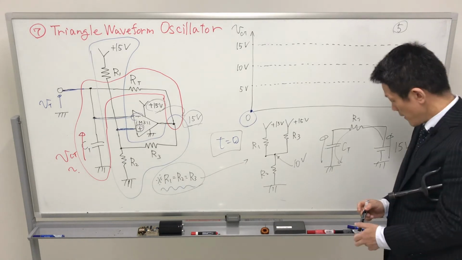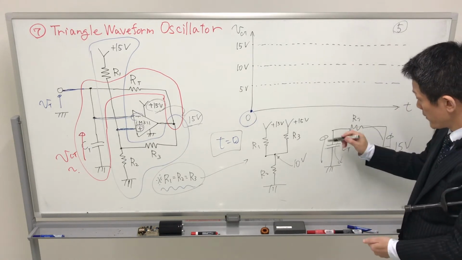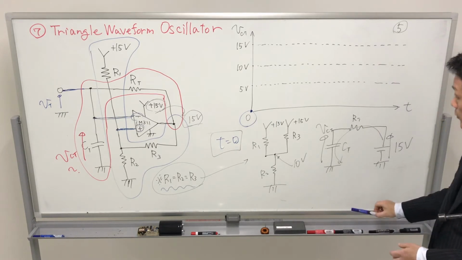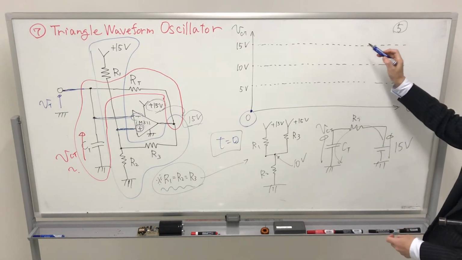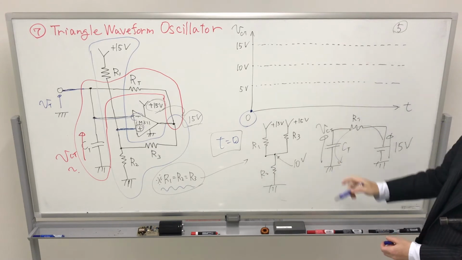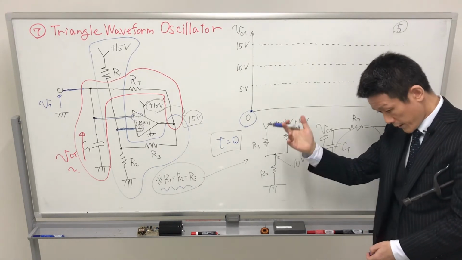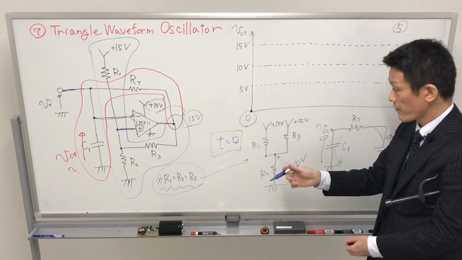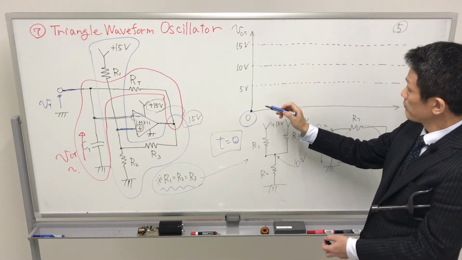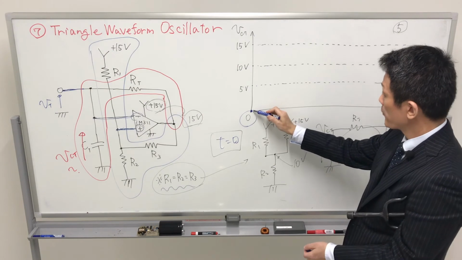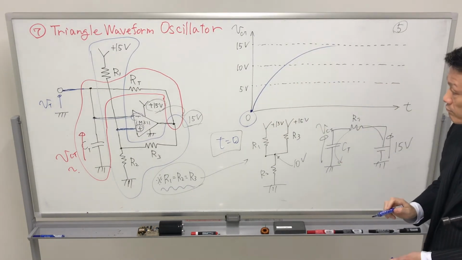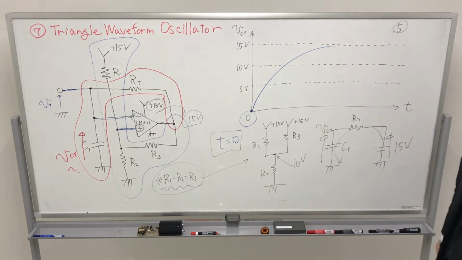So this VCT increases to the 15 voltage. In the case of an increase in the transient phenomenon, the voltage curve is shaped like this one. Okay? Remember?